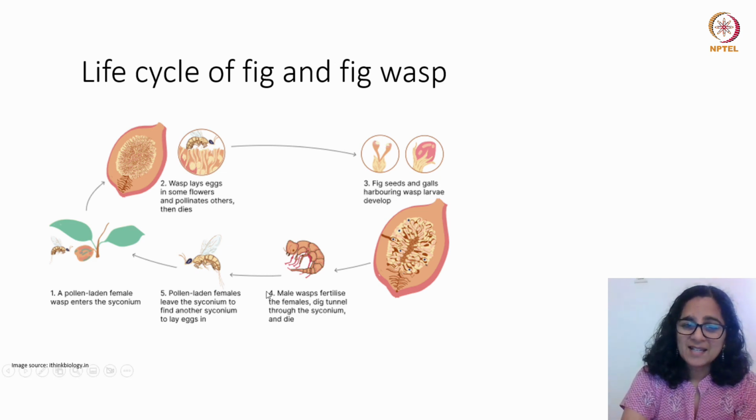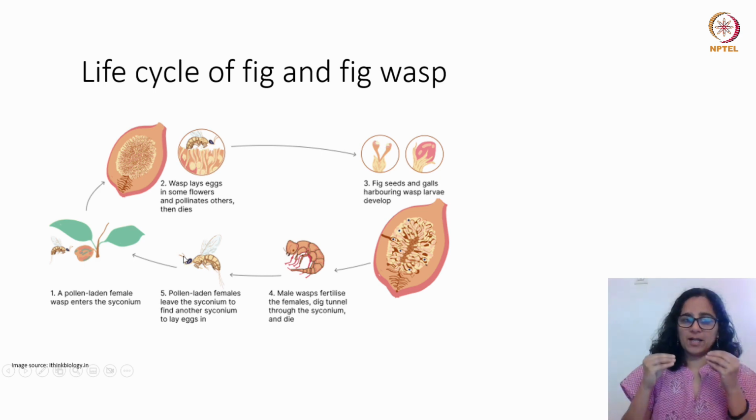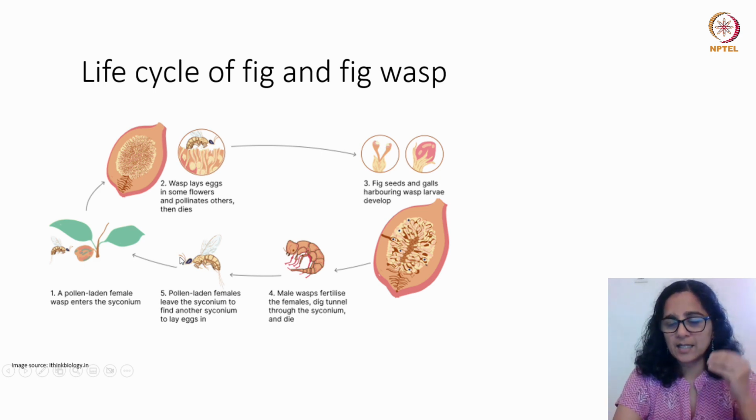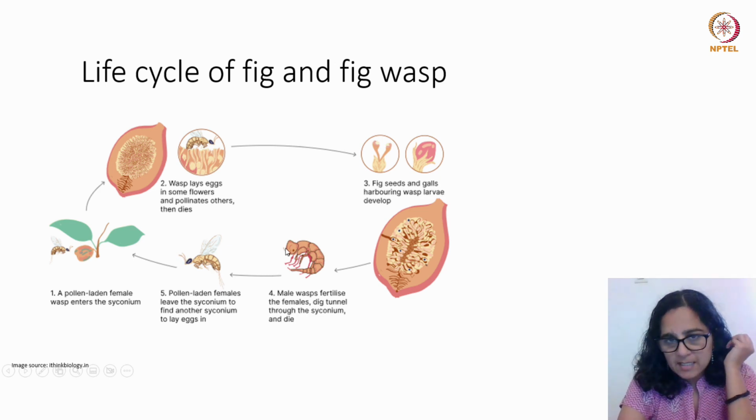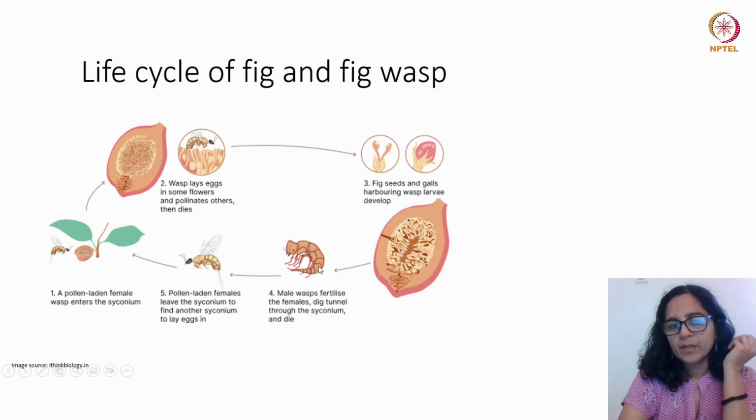Males are like this. They have very tiny antenna. Look at the antenna of the female. Antenna are like the nose for insects, right? So antenna is through which it smells, it detects smell. So female wasps have long antenna, whereas males have very, very tiny antenna. And they have very rudimentary eyes. See, the eyes are very small here, whereas here female wasps have big eyes. We'll come to why that is in a minute.